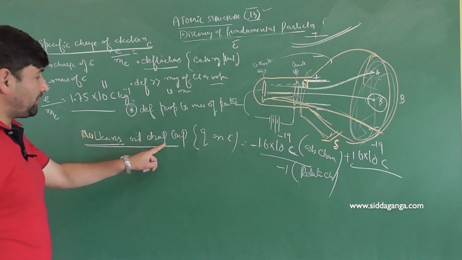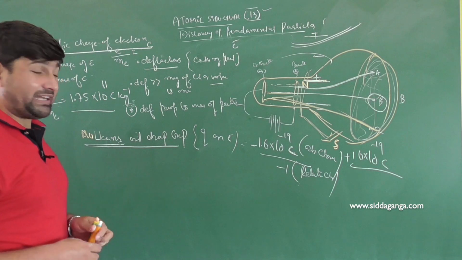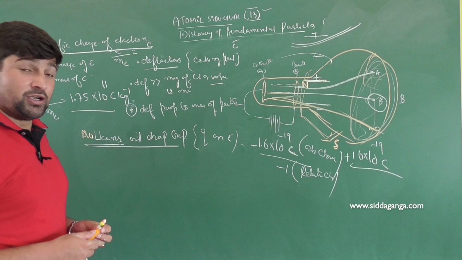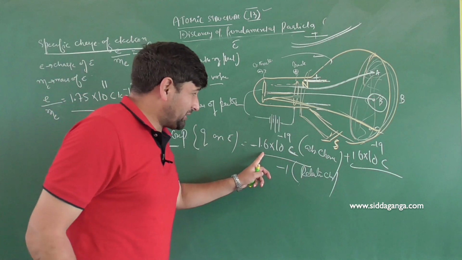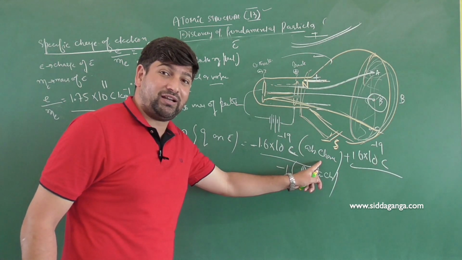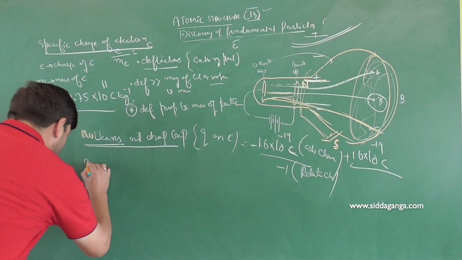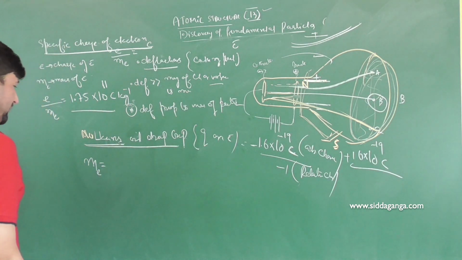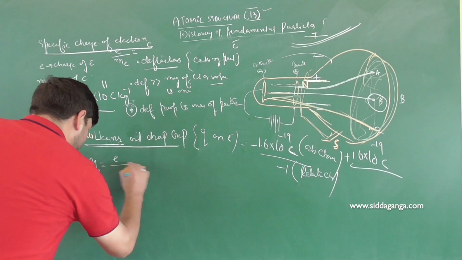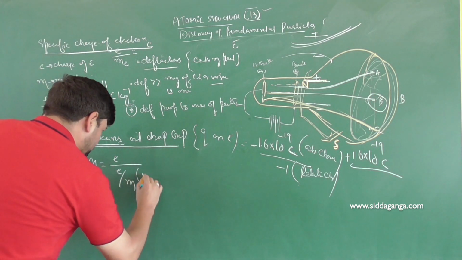So by Millikan's oil drop experiment, charge on the electron could be found out, right or not? And how can you find out the mass of electron? The mass of electron was found by the ratio of charge of electron, that is e, divided by the specific charge ratio, e by m. So this is the specific charge ratio, and this is the charge on electron.